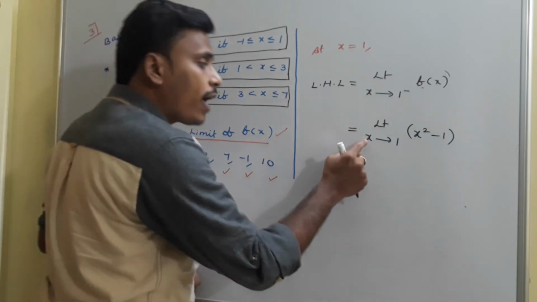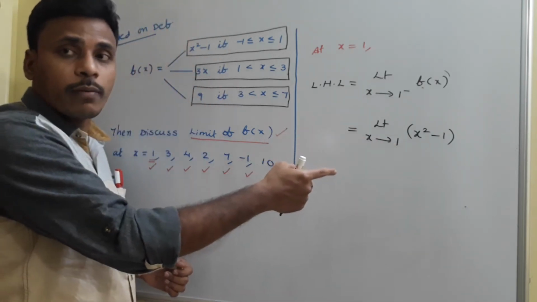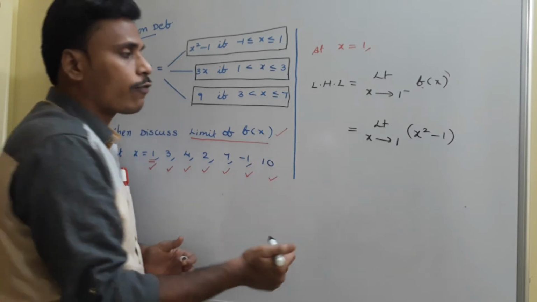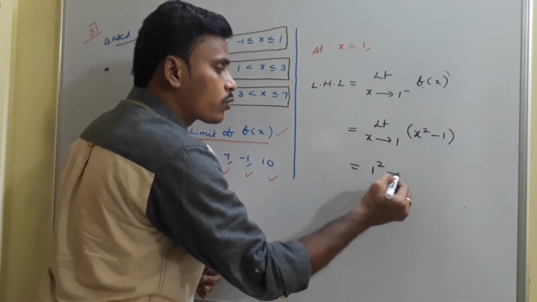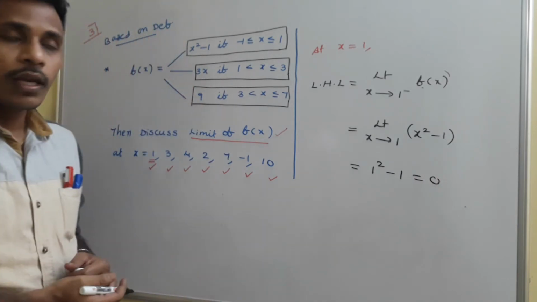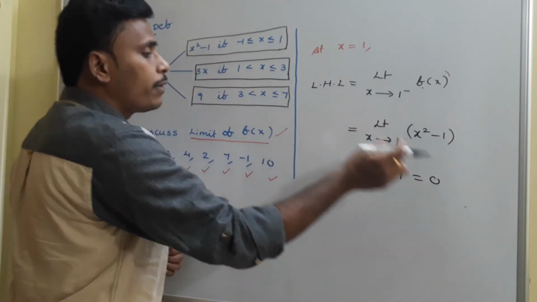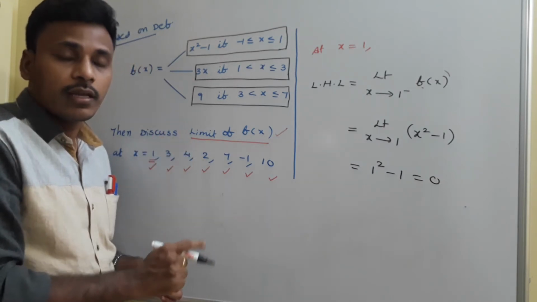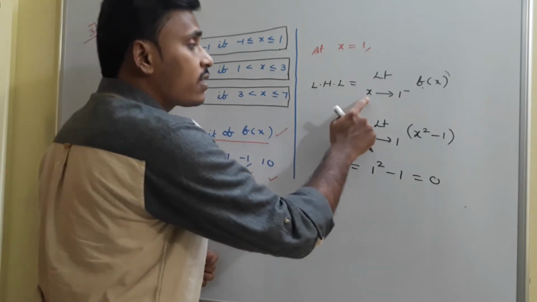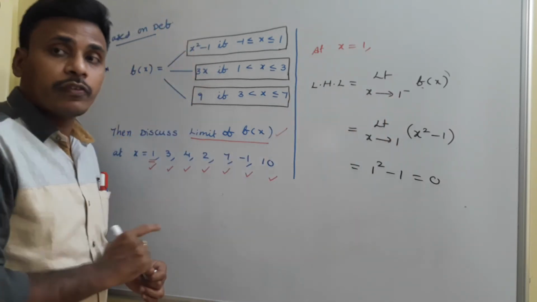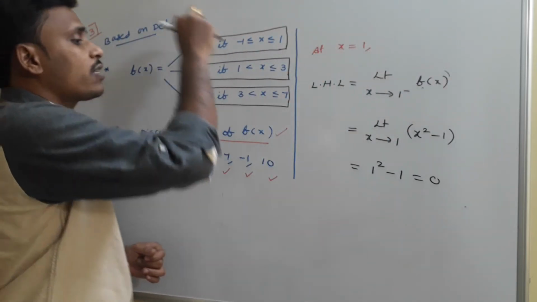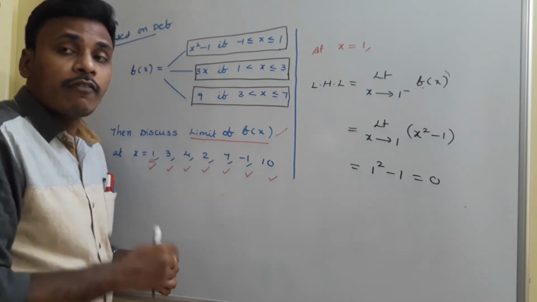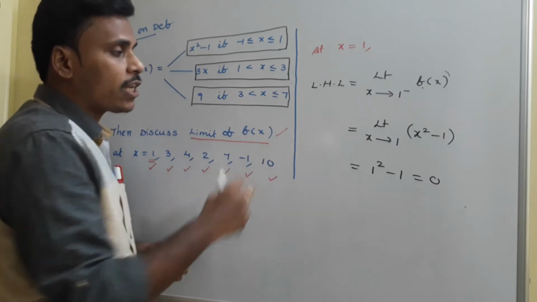Now as x is tending to 1, we are thinking about x square minus 1. So x square minus 1 will behave like a regular function. Its value is simply 1 square minus 1, which is equal to 0. Here the left hand limit value is 0. But what does it actually mean? The actual meaning is, as x is approaching 1 from the left side, the functional value f of x is approaching 0. That's the actual meaning.